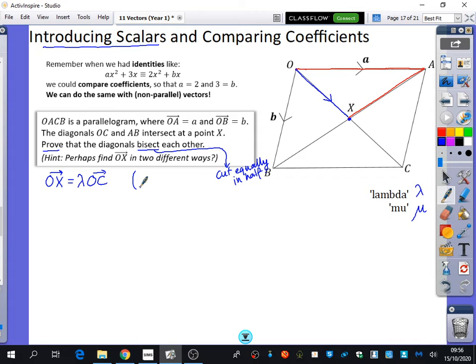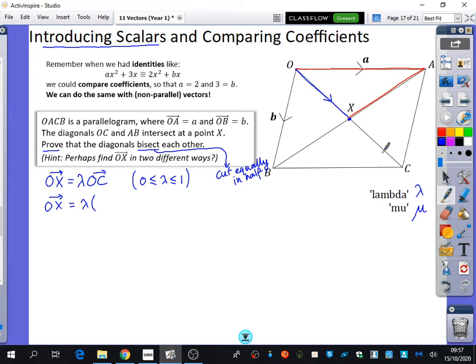Now, what do we think the value of lambda is actually going to be when we get to the end of the question? We think it's going to be a half, but I can't call it a half because we don't know that. We're trying to prove it. So we think that lambda is going to be somewhere between 0 and 1 because it's somewhere along that line. At the moment it is a scalar. It is some fraction of that line OC. So that means that OX is going to be lambda multiplied by OC.